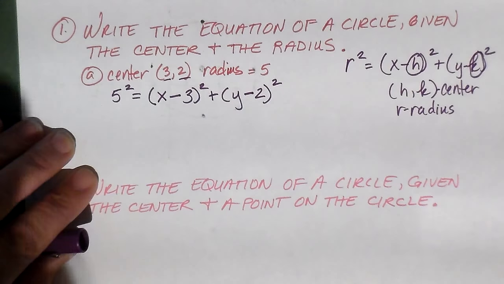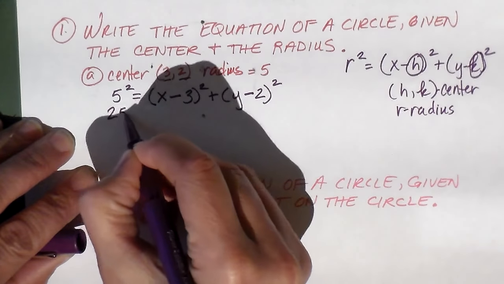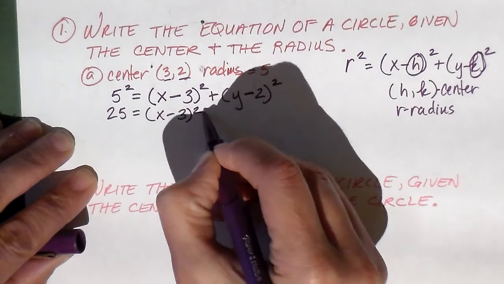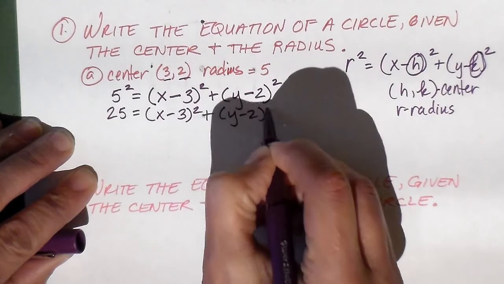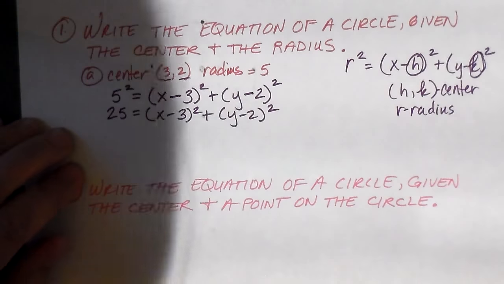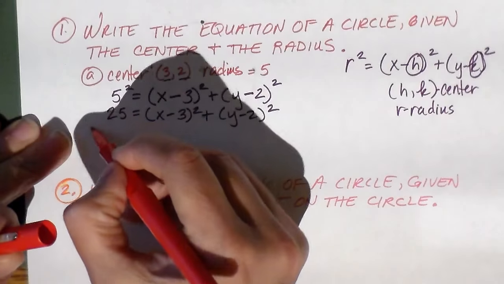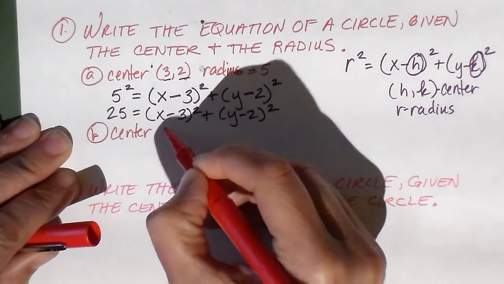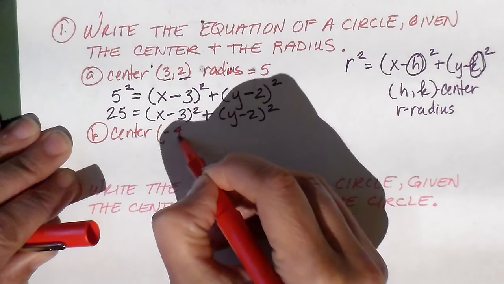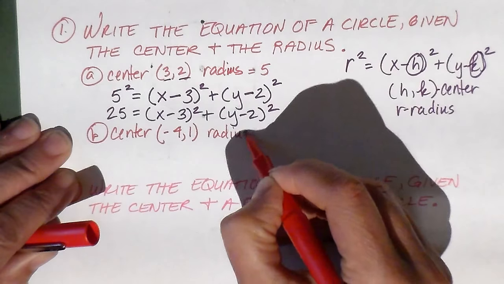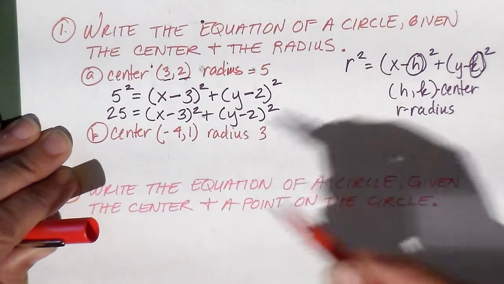Now you will also see it written with the square worked out, so 5 squared is 25. You can see it both ways. So that's how you write the equation. Let's do one more example. Now I'm going to change the center of my circle to -4, 1, and I'm going to change my radius to 3.